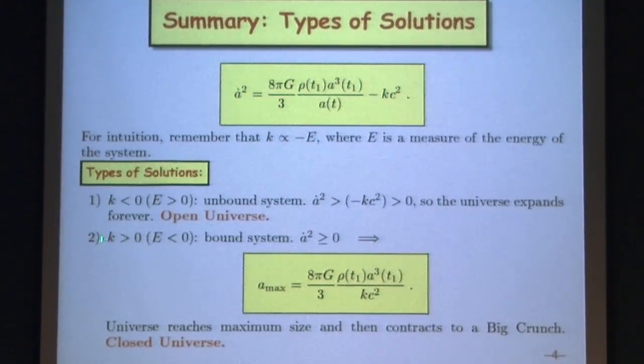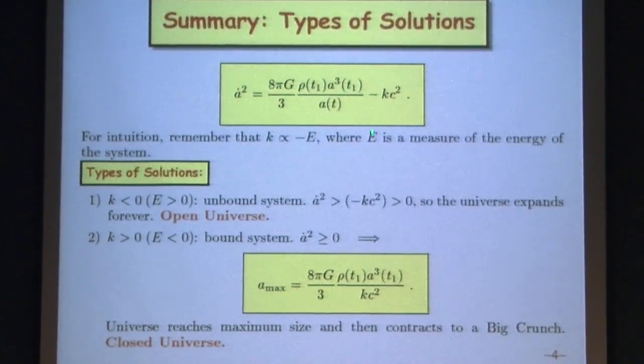Second case we'll consider is k greater than 0, which corresponds to E less than 0. And that means, since 0 corresponds to the system being completely dispersed, E less than 0 means the system does not have enough energy to ever become completely dispersed. So it will have some maximum size. And the maximum size follows immediately from this equation. a dot squared has to be positive. It can never get negative. It can become 0, but it can never get negative.